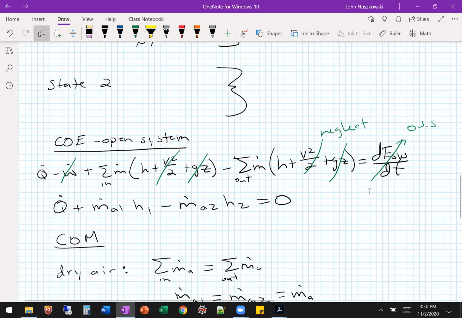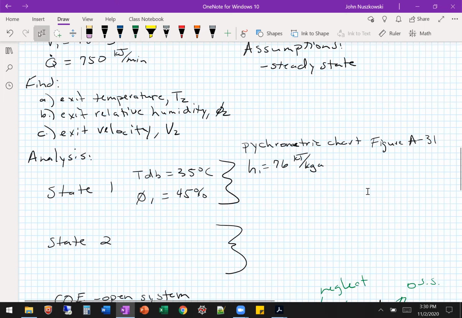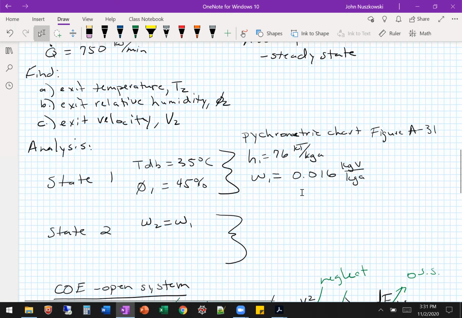Which we come back up here, and that's one of these properties. So for state 2 we have something that tells us. If we grab the specific humidity at state 1, it's basically the same. So we have one property for state 2 now. We need another, and we're still working towards that enthalpy.